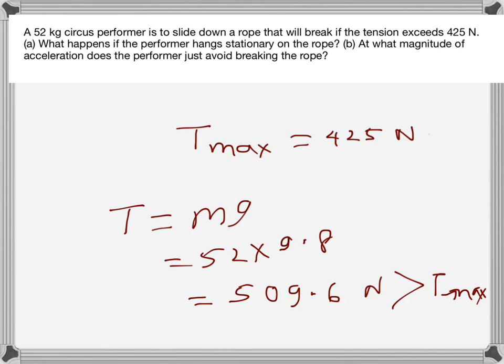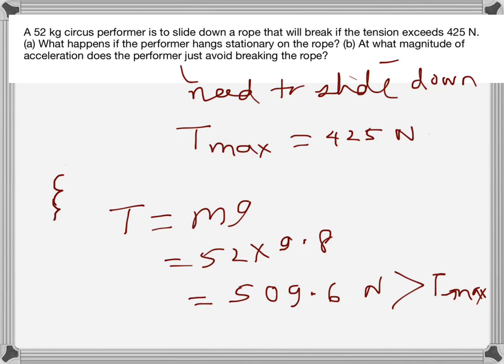Now the second part: at what magnitude of acceleration does the performer need to move to avoid breaking the rope? At what magnitude of acceleration does the performer need to slide down just to avoid breaking the rope? Basically that's what the question is. It's written improperly. So there has to be an acceleration with which the performer has to keep sliding down so that the rope can withstand the tension.